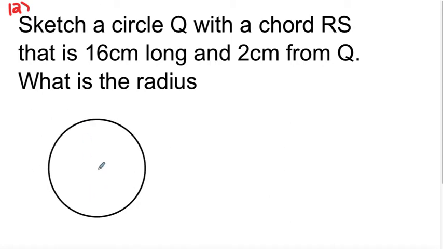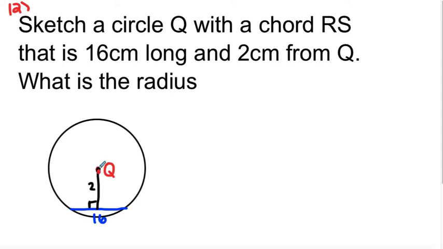And when I do that, I'm going to go ahead and put a dot in the middle and call it Q. So I'm going to put the label Q. It says sketch a chord, RS, that is 16 centimeters long. And remember, I said the best place to do that is right across the bottom. And I'm going to say that it's 16. Actually, let me put that 16 in a different place. I'm going to put it under it so I don't get confused. And 2 centimeters from Q. So that chord is 2 centimeters from Q, which means the perpendicular segment, because that's the shortest distance from a point to a line. All right, it wants us to find the radius.